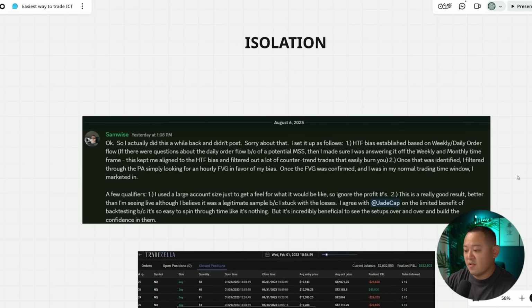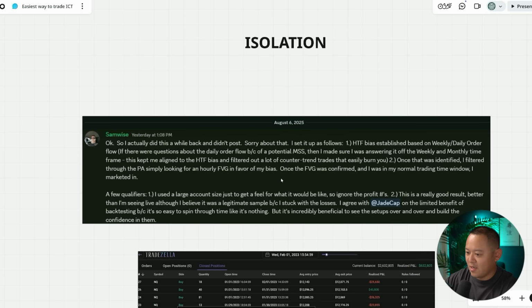So the setup is as follows: high time frame buys based on weekly, daily order flow with a potential of market structure shift. We're not worried about the market structure shift. Once that was identified, I filtered through the PA, simply looking for an hourly fair value gap in favor of my bias. That is a major key. In favor of your bias.